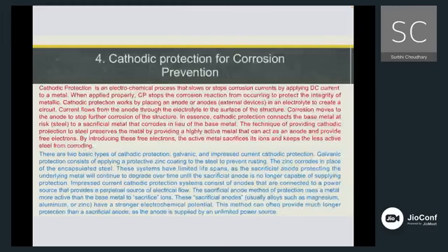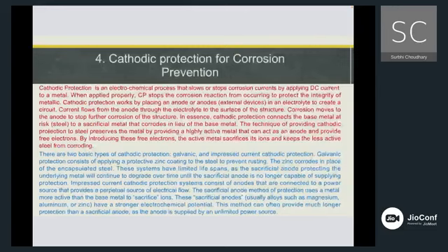The metal which we want to protect is taken as the cathode in the electrochemical cell, and we insert a more reactive metal which automatically acts as the anode. These systems have limited lifespans, as the sacrificial anode protecting the underlying metal will continue to degrade over time until the sacrificial anode is no longer capable of supplying protection.